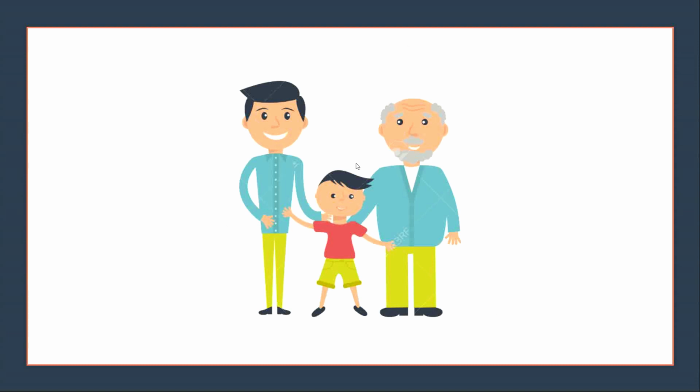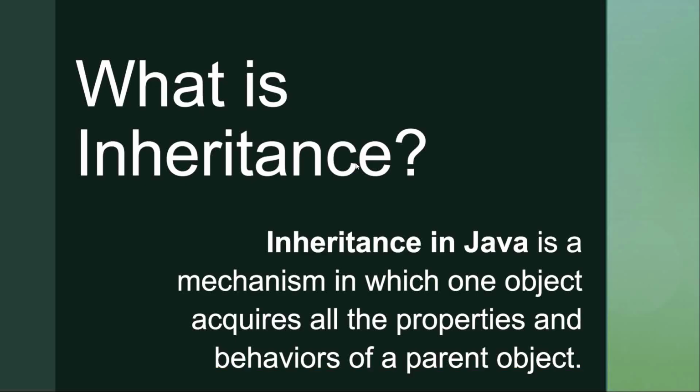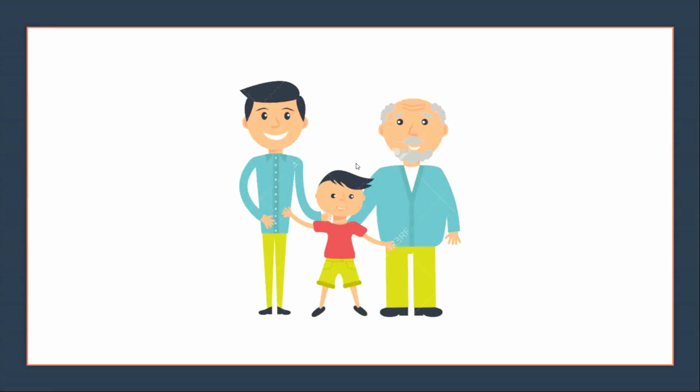In the same way, the subclass or the child class acquires all the methods and all the variables from the parent class through inheritance.